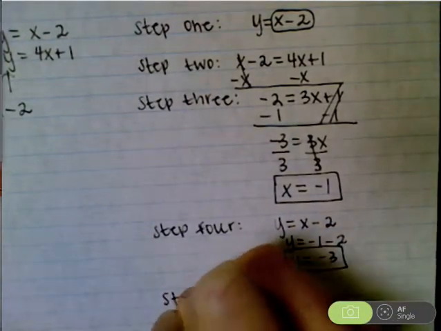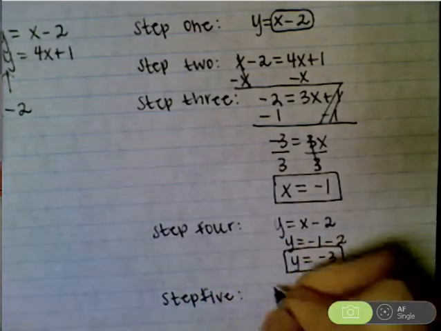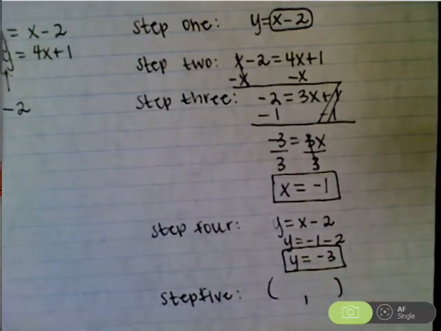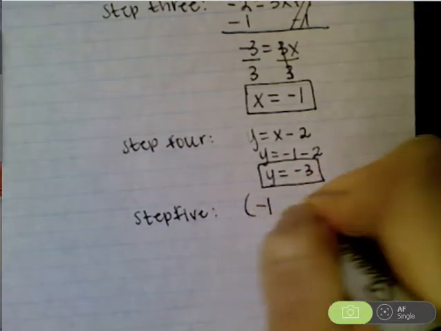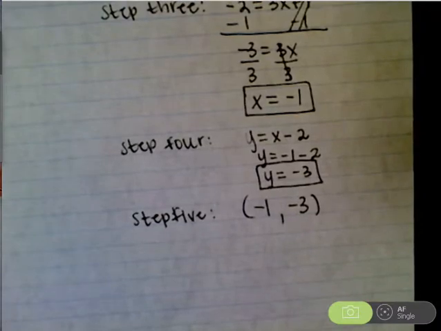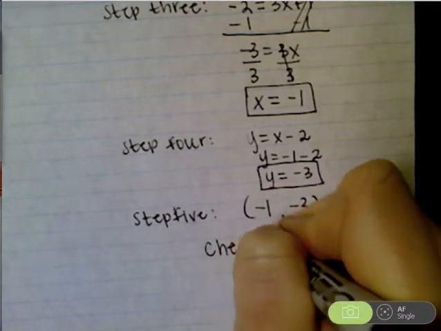Okay, the last step is the most important. First of all, you always need to write your final answer as an ordered pair. So this one would be negative 1, negative 3. And lastly, you need to make sure and check it.